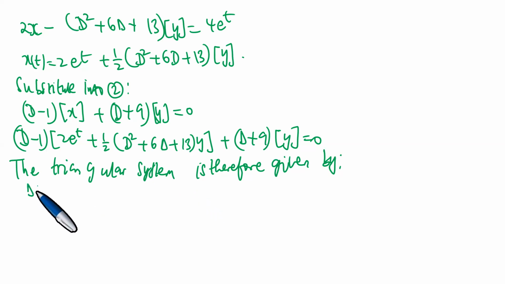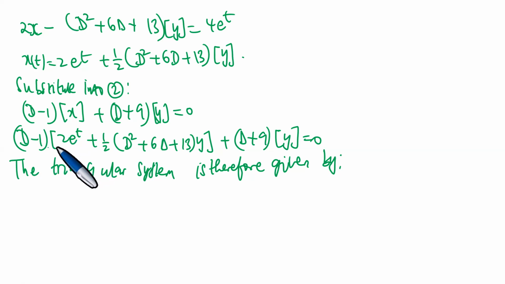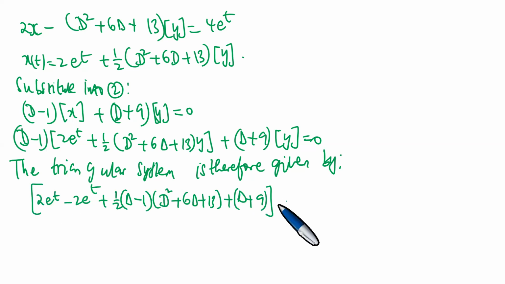So if the y is a common factor, this one is going to come and operate on this one. If this comes and operates on that, what do we then get? Here we get 2e to the t. This does not change. So we'd have 2e to the t, and then this one minus that, which is minus 2e to the t. Then you multiply this with that, which is plus 1/2 d minus 1 d squared plus 6d plus 13, plus d plus 9 into y, equals 0.